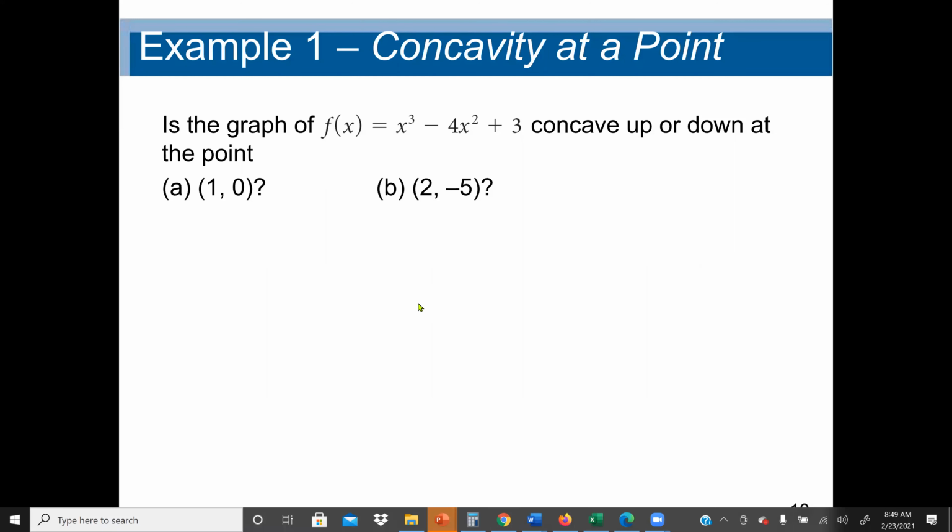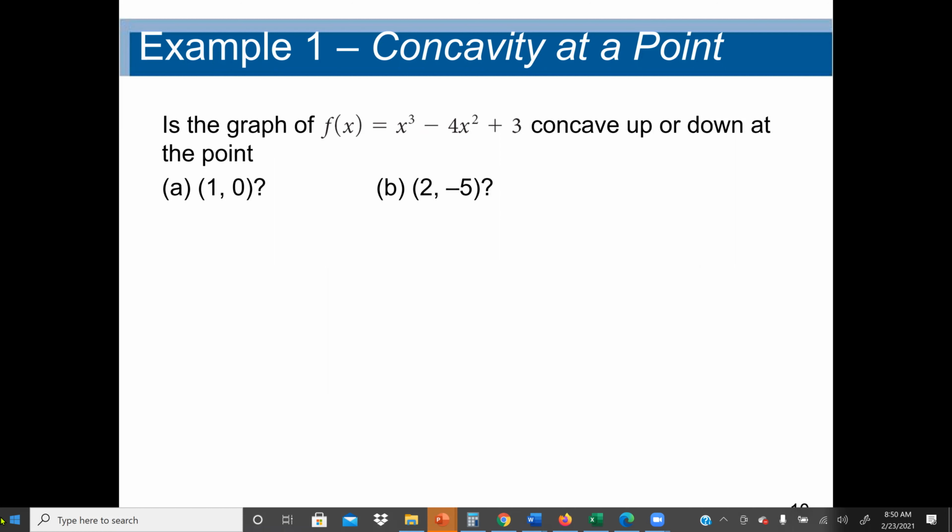Okay, so again, here we are going to find the concave up or down. Our question said, is the graph of f(x) = x cubed minus 4x squared plus 3 concave up or down at the point. So the points have to be given to us. For A, we have 1 and 0.